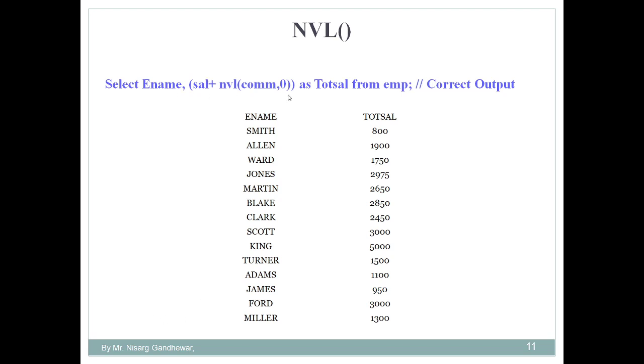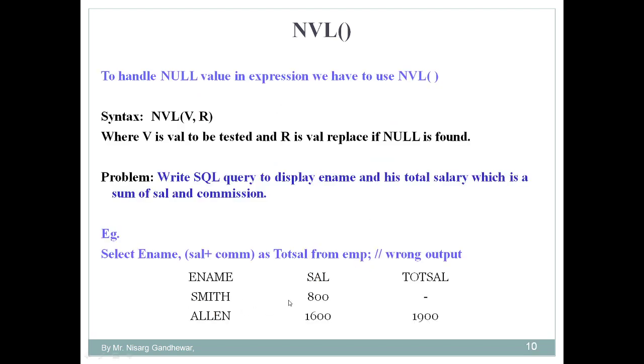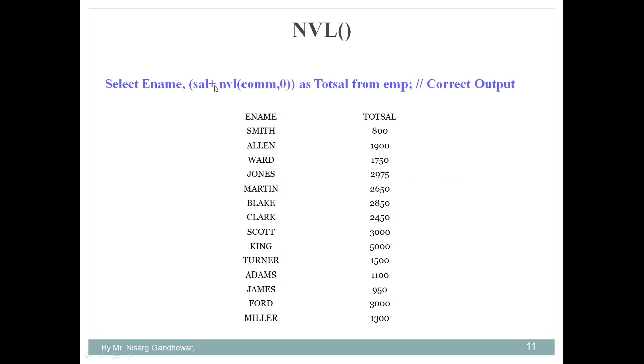So this is how you can execute a query, and here you get this output. Here, for employee name Smith, the total salary is 800. Previously, for Smith the total salary was null. Why? Because we did not use the NVL function. In this query, we use the null value locator function, which helps us replace the null value with a 0. So we are adding 0 to 800, and we get the total salary as 800.